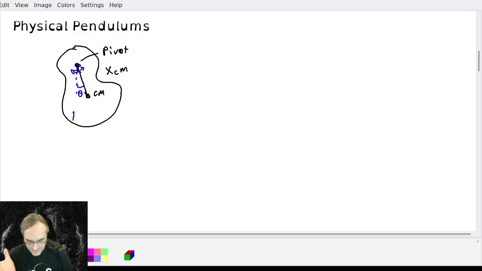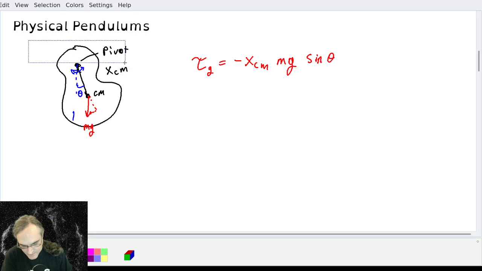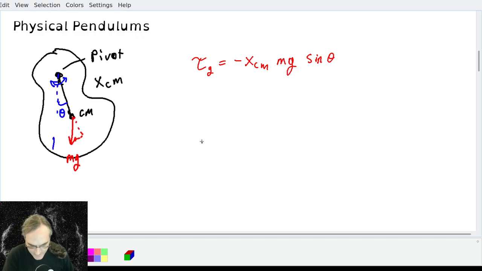One thing that is the same is the only force that's capable of creating a torque will be the gravitational force. So we will again be thinking about gravitation along a couple of directions. And the torque due to gravitation is going to be minus XCM, because that's the distance to the point of application of the force, times the force, sine of theta. Okay, so it's going to be very similar in that respect.